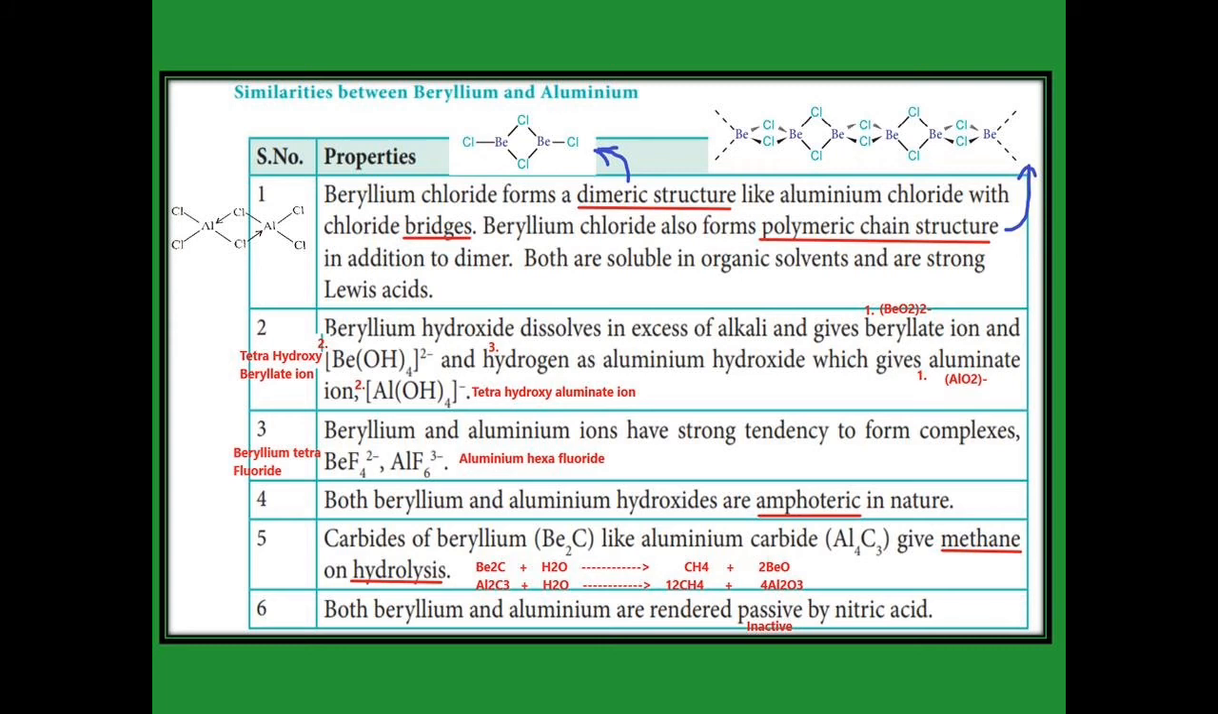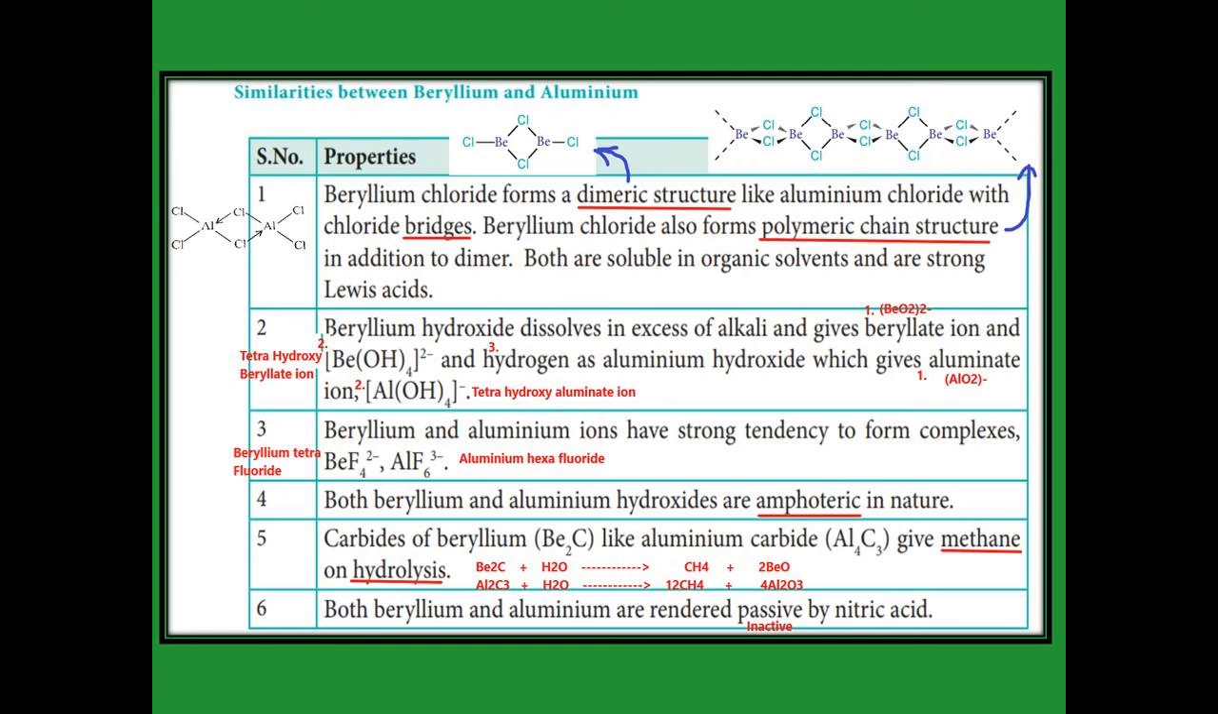The second point, beryllium hydroxide. For the first point we saw beryllium chloride; the second point we are going to see is beryllium hydroxide. It dissolves in alkali. Beryllium hydroxide gives three products: one is the berylliate ion, another is the tetrahydroxyberylliate ion, and the third is hydrogen. In the same way aluminum hydroxide, in excess of alkali, gives the aluminate ion and the tetrahydroxyaluminate ion.